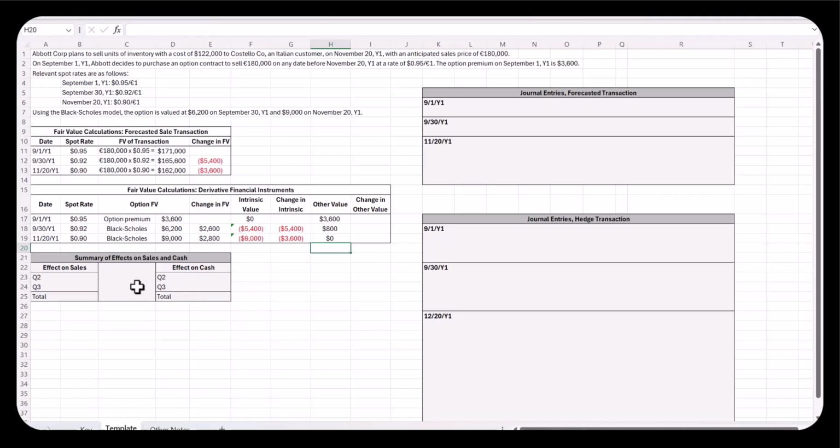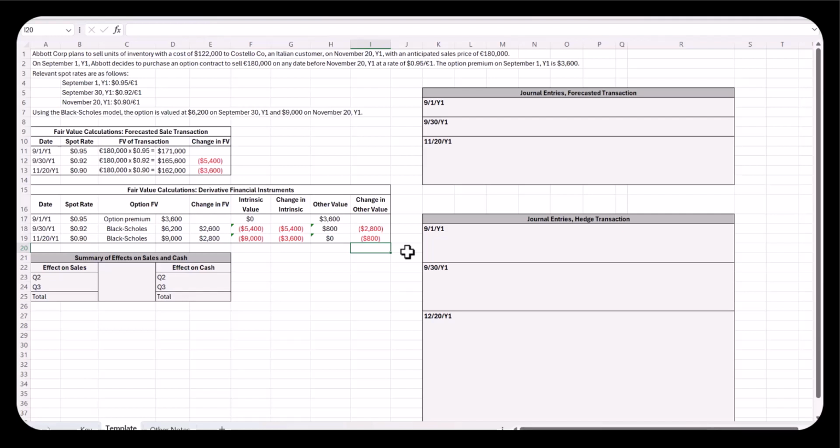So then we look at the change in other value, just like we've done for the other types of value, the fair value and the intrinsic value, and now we're doing it for the other value. It was 3,600, it went down to 800, so it decreased by 2,800. And then we do the same thing here. It was 800, it went down to 0, so it decreased by 800. And now we've completed all of the calculations that we're going to need to do our journal entries.